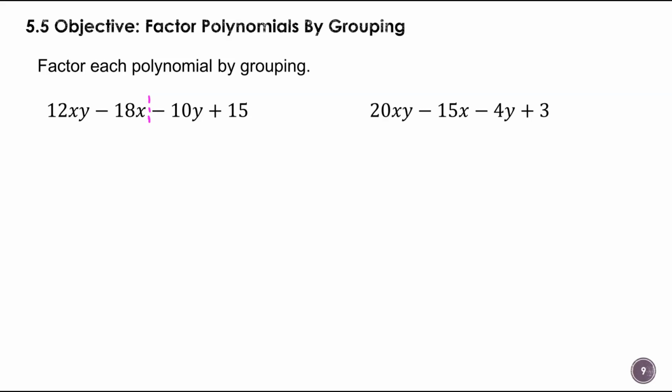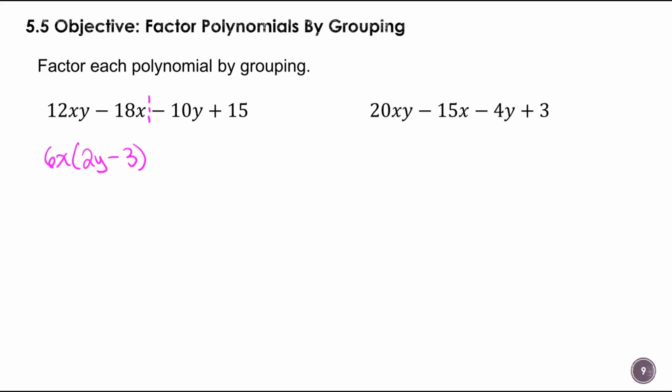These four terms did not have anything in common to begin with, and so in my first group, the 12xy minus 18x, my common numerical factor is going to be a 6. And then I'm going to take out an x, because they have an x in common. And so this leaves me with 2y minus 3.